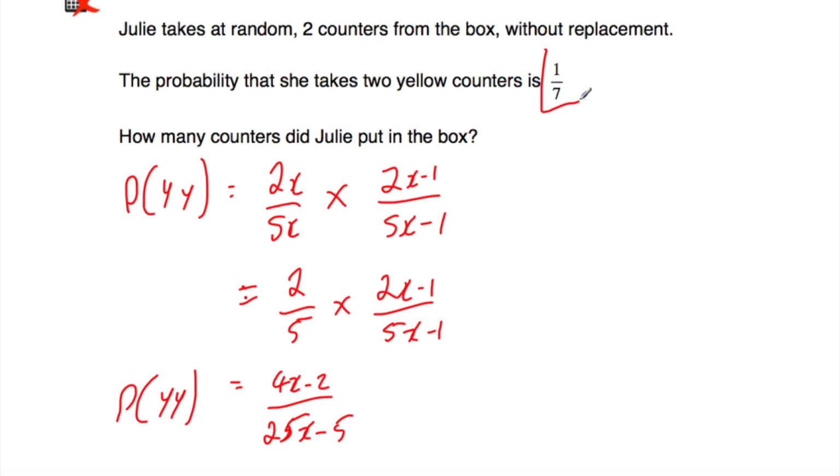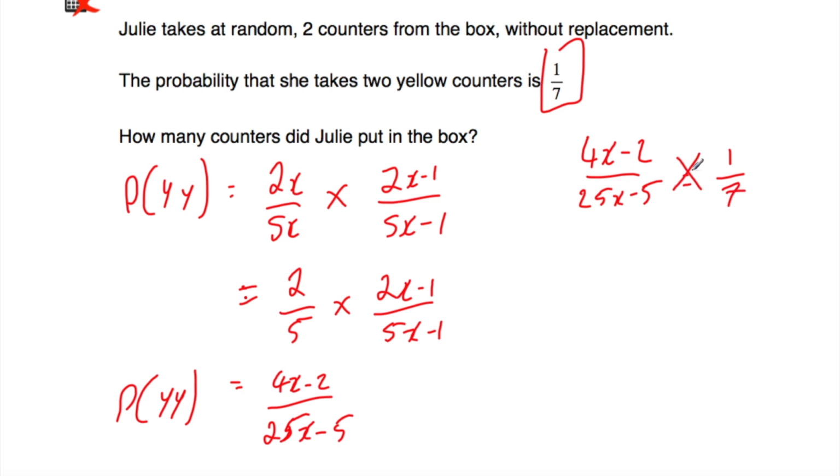But the question told us that the probability of getting 2 yellow counters from the box is 1/7. So let's put that expression equal to 1/7. That gives us 4x minus 2 over 25x minus 5 is equal to 1/7. And now this is an equation that we can solve, and if we solve this, we'll find x. To solve this, we could multiply both sides of the equation by 25x minus 5, and also both sides of the equation by 7.